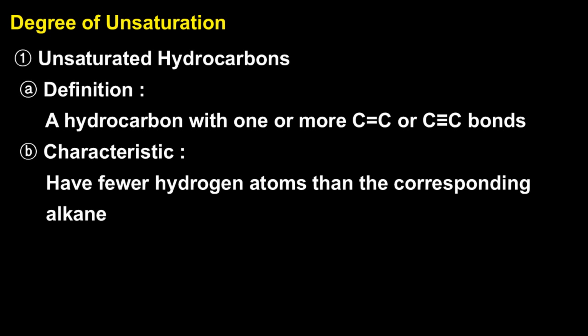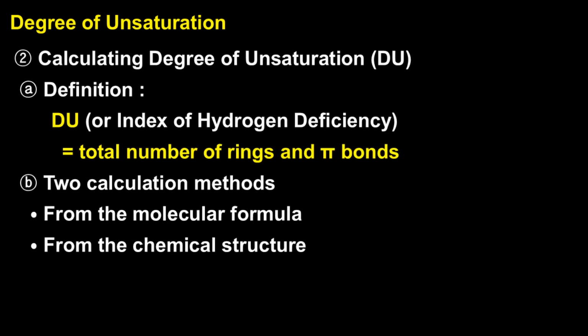Let's start by clearing up what we mean by unsaturated. An unsaturated hydrocarbon is a molecule that has at least one carbon-carbon double bond or triple bond. And because of those multiple bonds, it ends up with fewer hydrogen atoms compared to a fully saturated molecule, like an alkane. So basically, if a hydrocarbon seems to be missing some hydrogens, it's probably unsaturated.